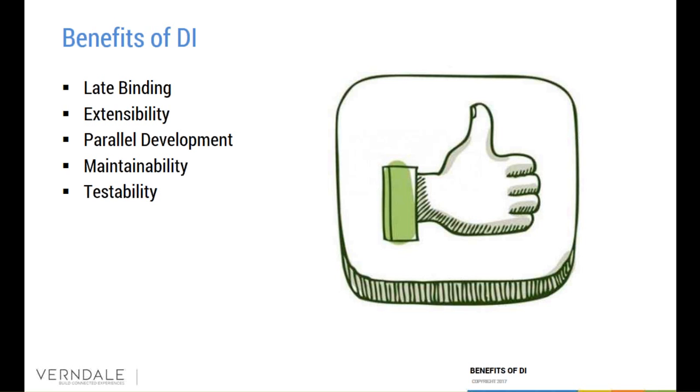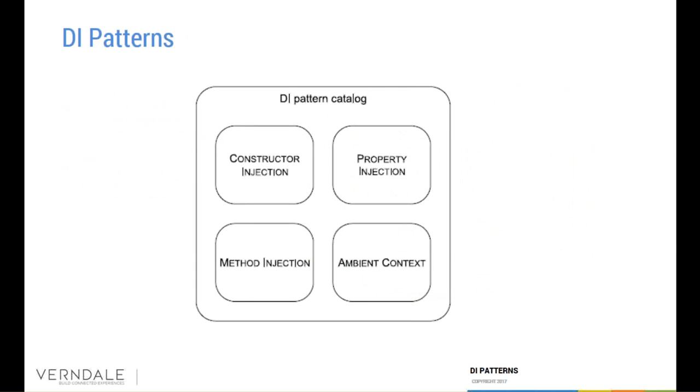Constructor injection, property injection, method injection, ambient context. One thing is, all these concepts are common to object-oriented programming. It's not anything specific to Sitecore or .NET I am talking about. These are general best practice principles. So if we see the DI pattern catalog, how do we implement these dependency injection patterns?